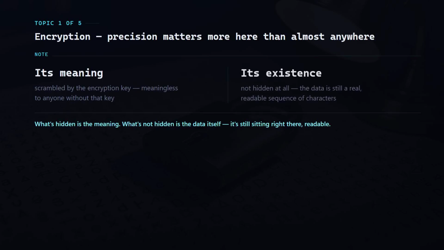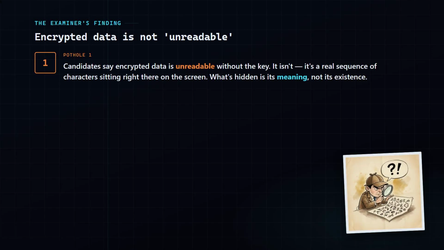Encryption scrambles data using a key so that anyone without that key can't understand its meaning. That's the precise definition, and the word precise matters here more than almost anywhere else on this syllabus. Here's the first documented finding. Encrypted data is not unreadable. It's perfectly readable. It's a real sequence of characters sitting right there on the screen. What's hidden is its meaning, not its existence. Say unreadable, and you've described the wrong property entirely.